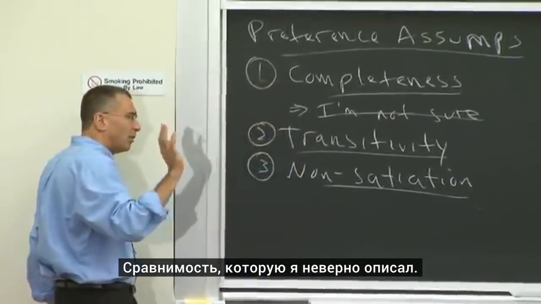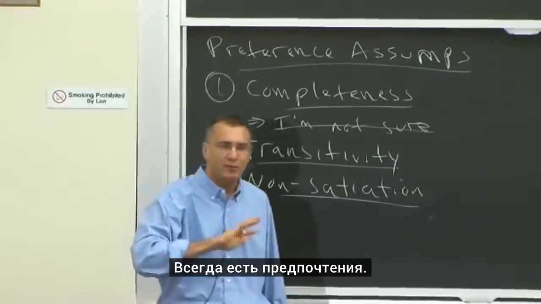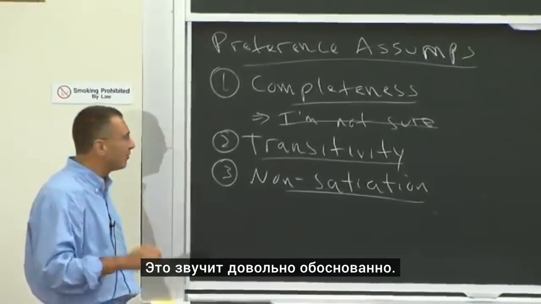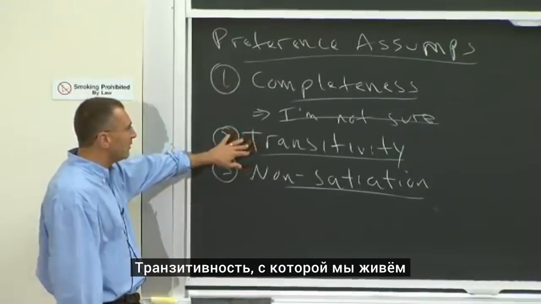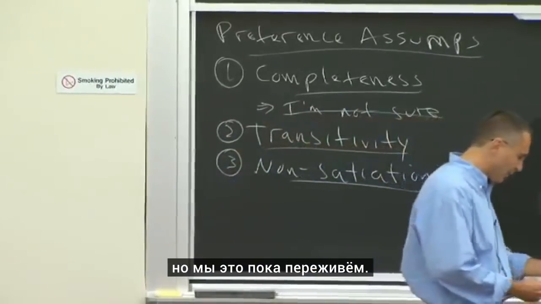Okay, so those are the assumptions. Completeness, which once again I screwed up in describing. Come back to the second way I described it, which means you can't say you're not sure. You always have preferences over things. That doesn't seem unreasonable. Transitivity, which we've been living with since we were kindergartners, and non-satiation, which could be a little more controversial, but we'll live with it for now.